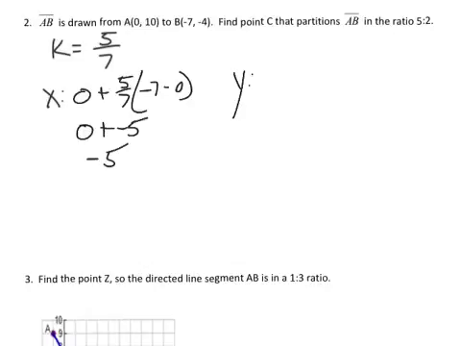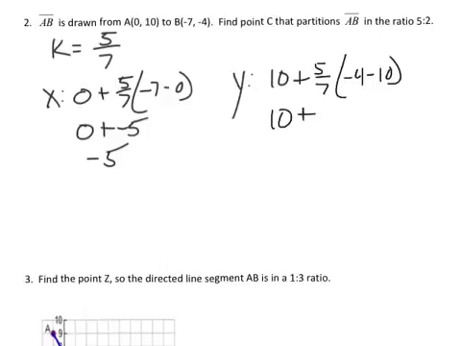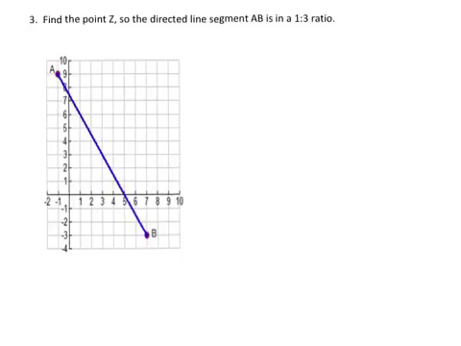For the y value, my starting point is 10, and I add the scale factor times the difference, -4 minus 10. So 10 plus 5 over 7 times -4 minus 10. What is this? 10 plus -10, and that's 0. So this coordinate ends up being (-5, 0). Alright, we'll look at one more and then we'll practice all this in class, because I know it can be a little bit confusing at first.